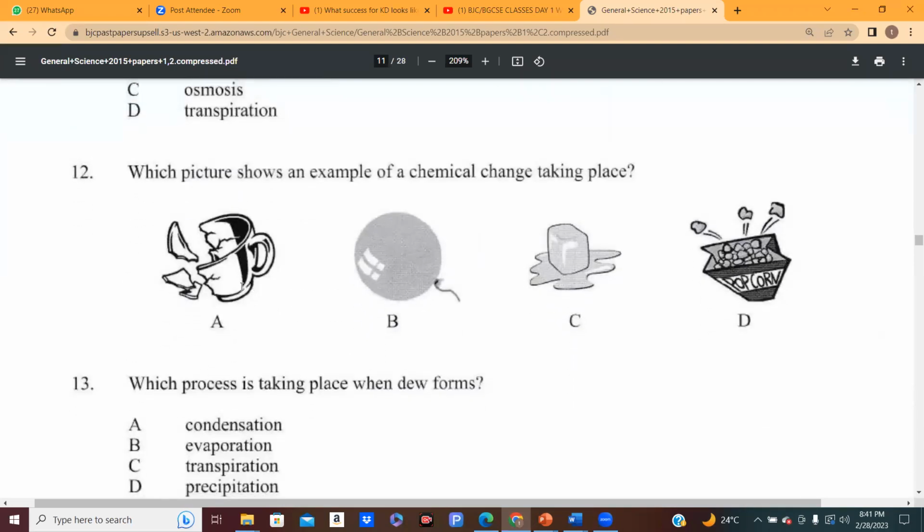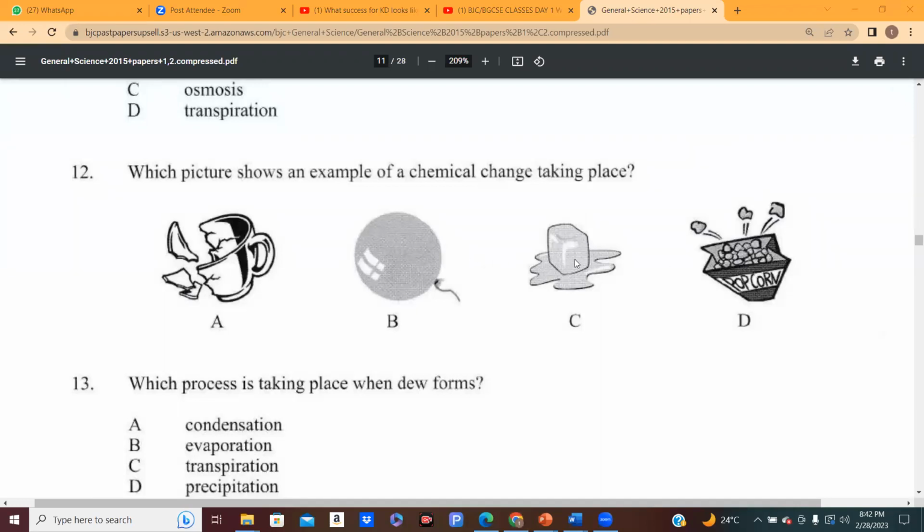Number 12 is for Miss Neely. Which picture is an example of a chemical change taking place? Is it A, B, C, or D? Is it D? D, very good. We want a chemical change. It is D. Remember, chemical change is irreversible.